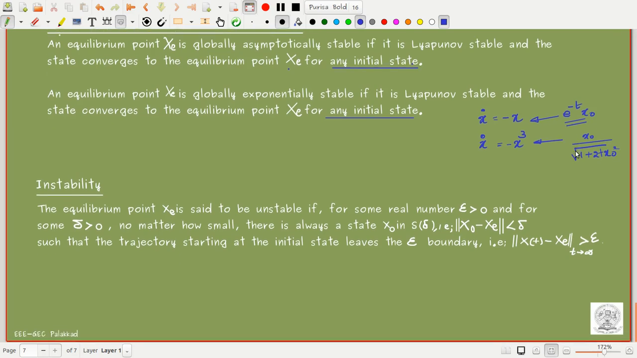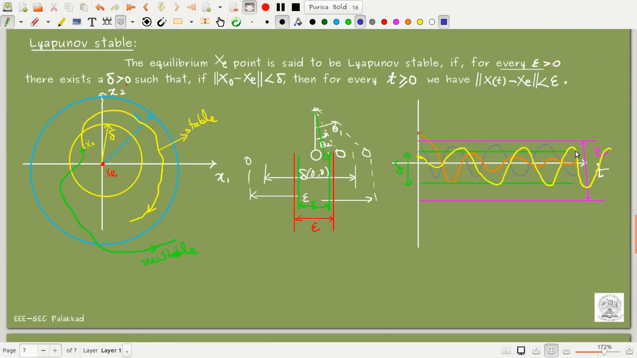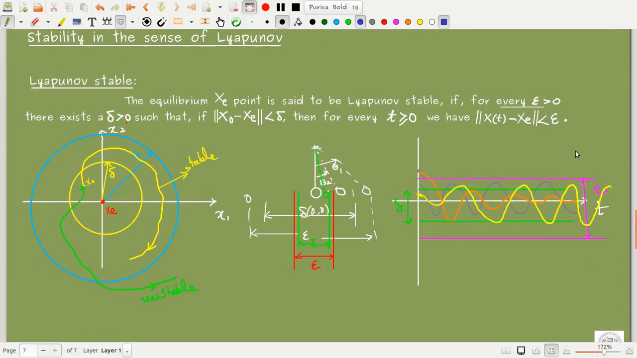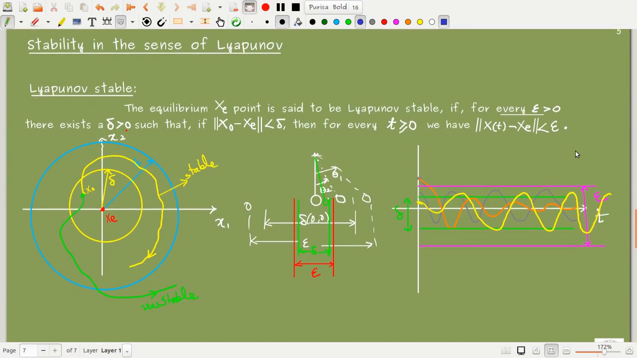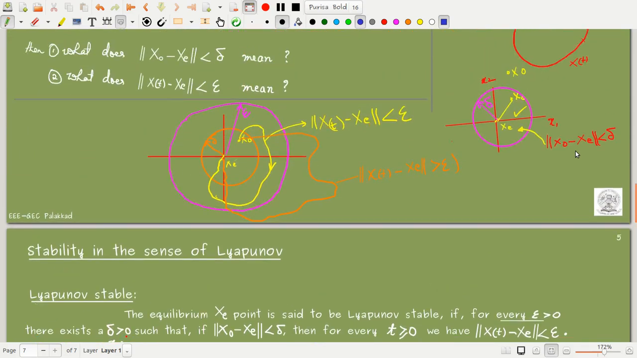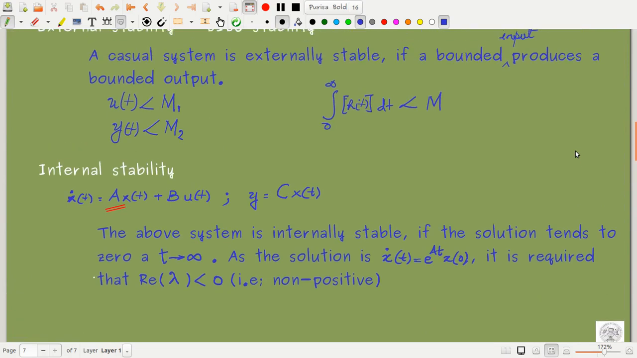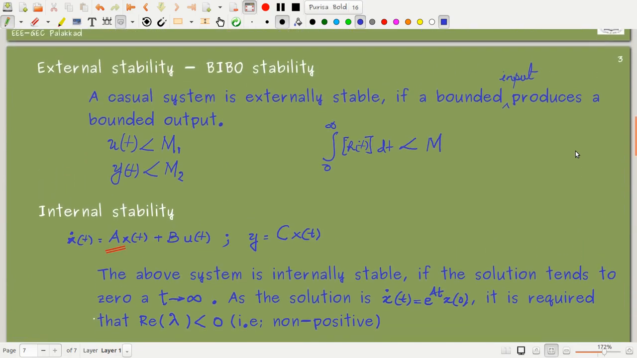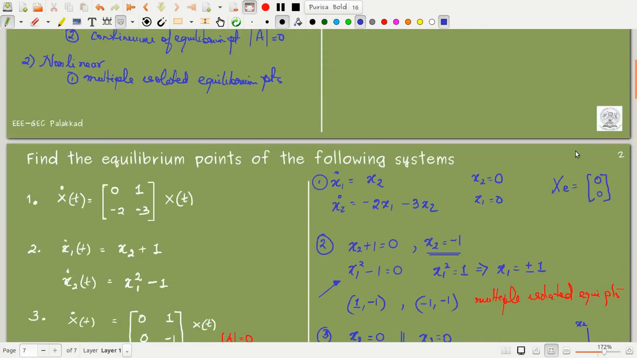So now this is about the stability of nonlinear systems, which was discussed in terms of Lyapunov theory. In the next session, we will see what is Lyapunov. We will use some Lyapunov functions to find out the stability of nonlinear systems. Okay, thank you.